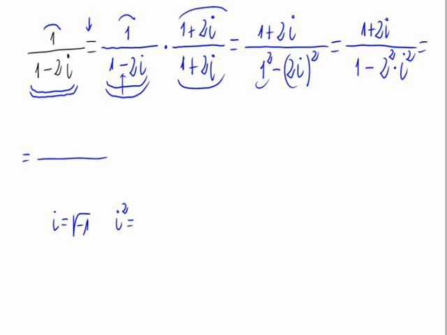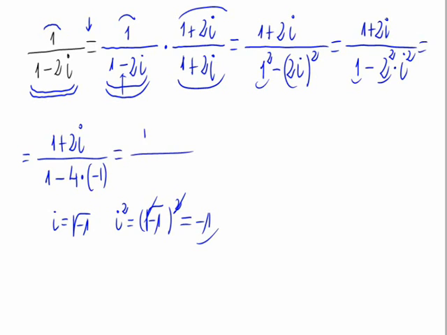Let me remind you that i is the square root of minus 1, so i squared would be the square of the square root of minus 1, so this would be equal to minus 1. The numerator would stay the same, of course, 1 plus 2i, and the denominator would be 1 minus 2 squared is 4 times i squared, that is minus 1. So this would be equal to, the numerator again stays the same, divided by 1 plus 4. And this is the same as 1 plus 2i divided by 5.